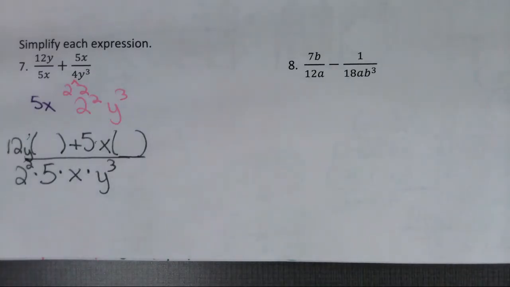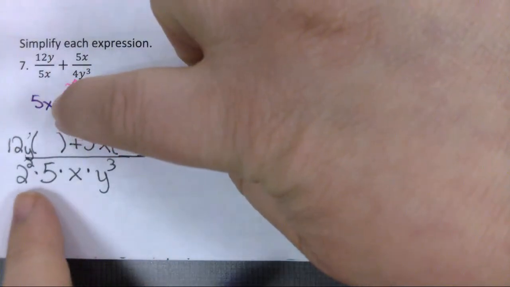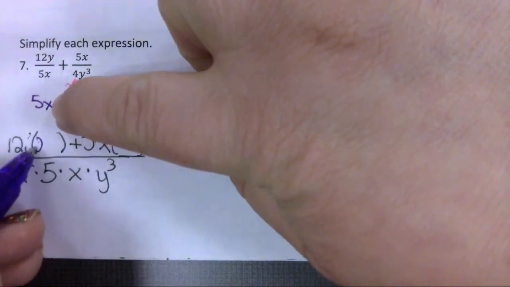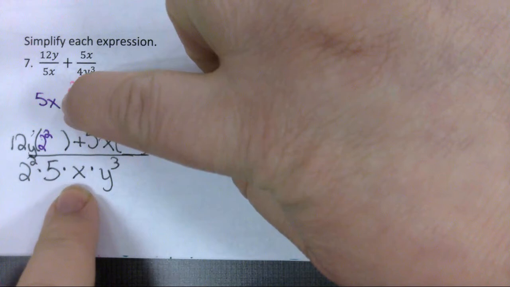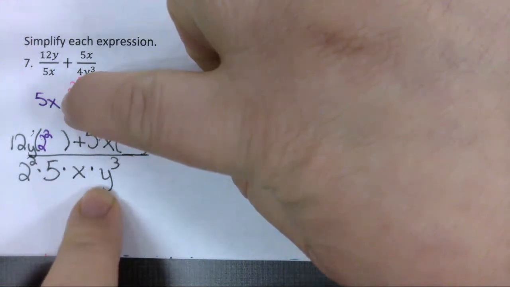So when I look at y, or 12y, as my numerator, we're going to look at the denominator. It does not have a 2 squared in it, so I need to multiply by that 2 squared. It already has a 5. It already has an x, but it does not have a y cubed.